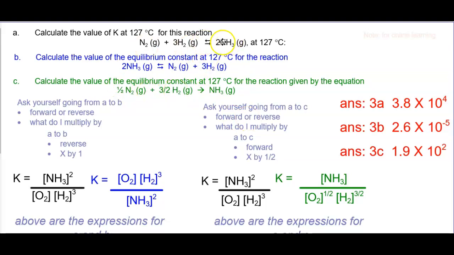Reactants are on the same side as these reactants. But we had to multiply through by a half. I know that's the same thing as dividing by 2, but I would not let yourself talk in that language. I would always talk in terms of forward or reverse. What do I multiply by?